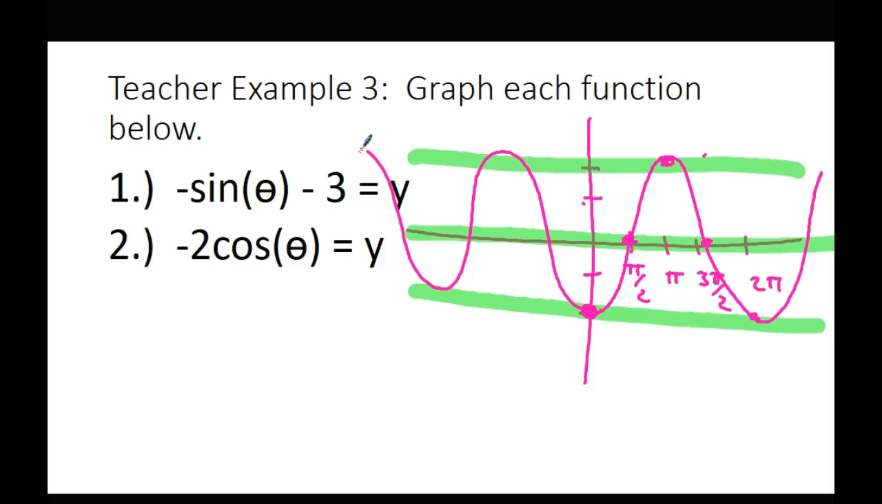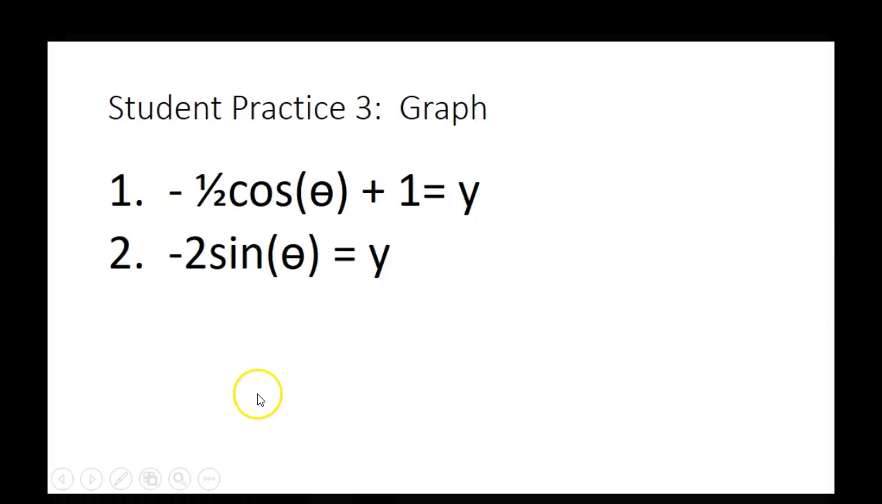That's correct. So when you have a negative in front of a cosine, you start at the min. And when you have a negative in front of the sine, you start at the midline still, but you go down instead of up. Okay. Here's a couple for you guys.